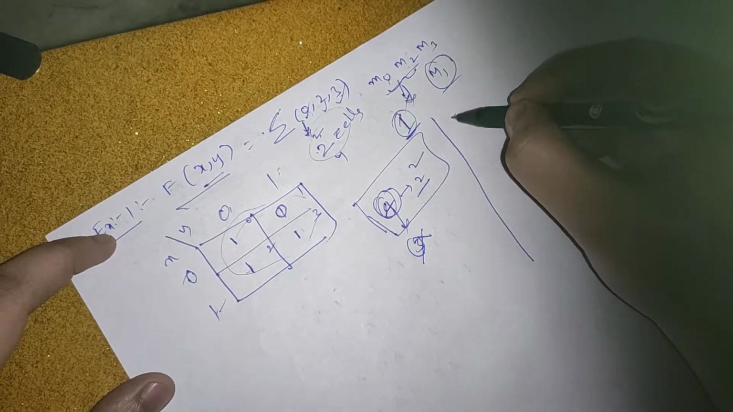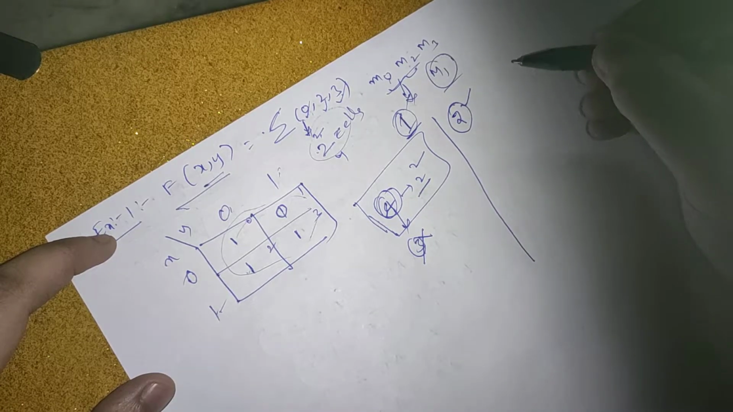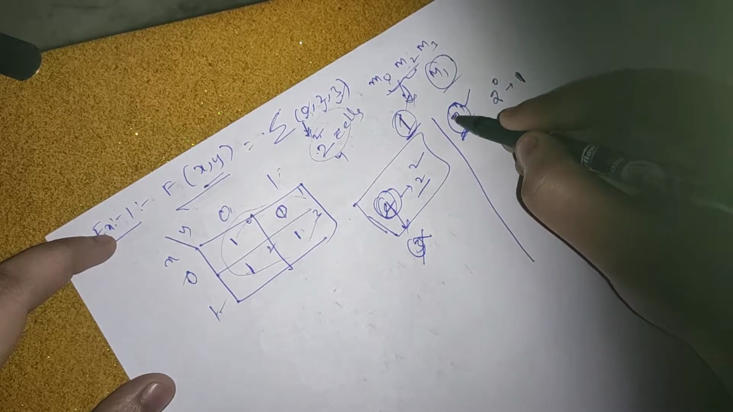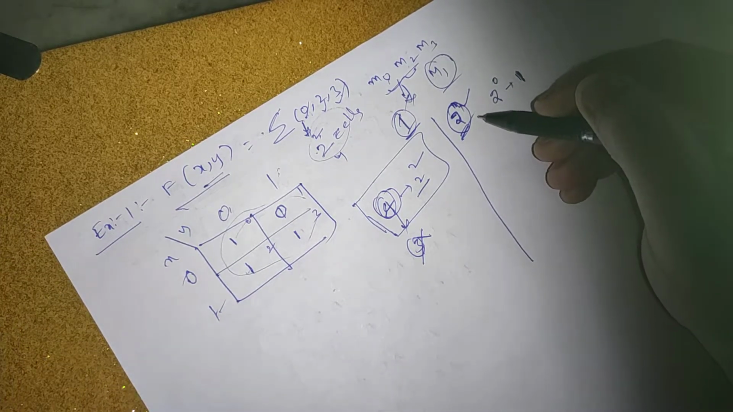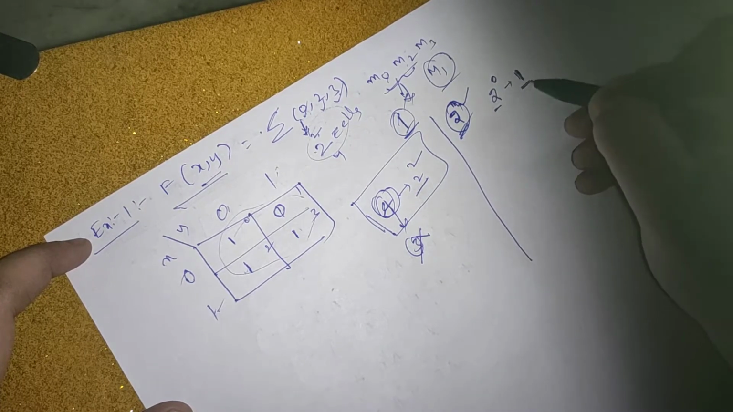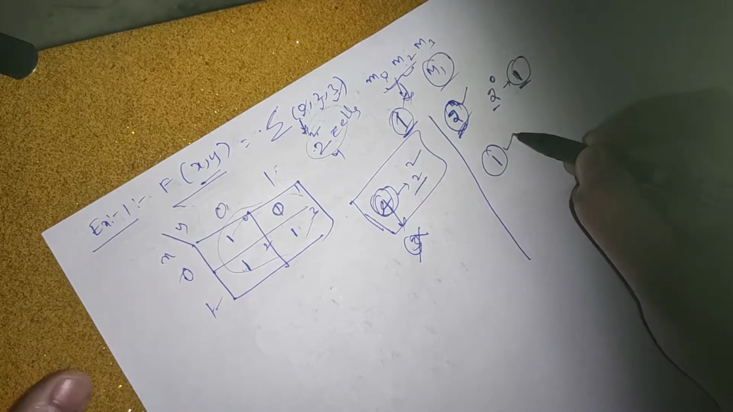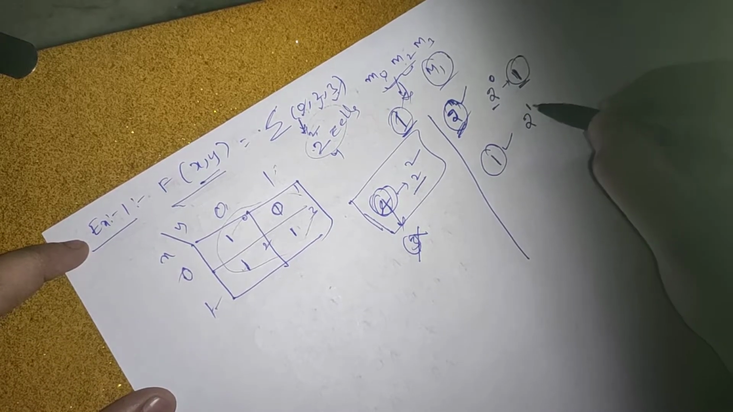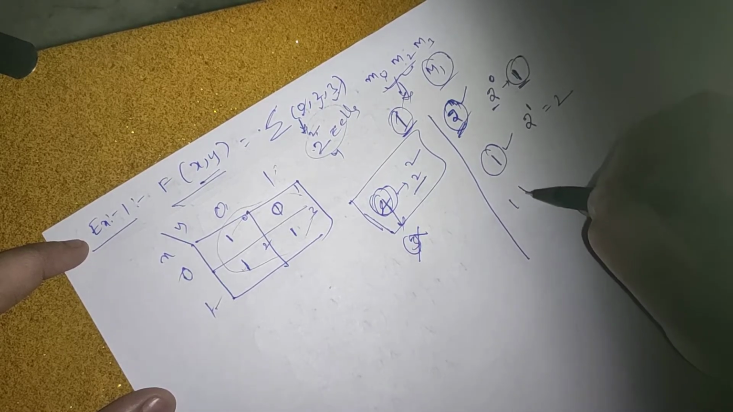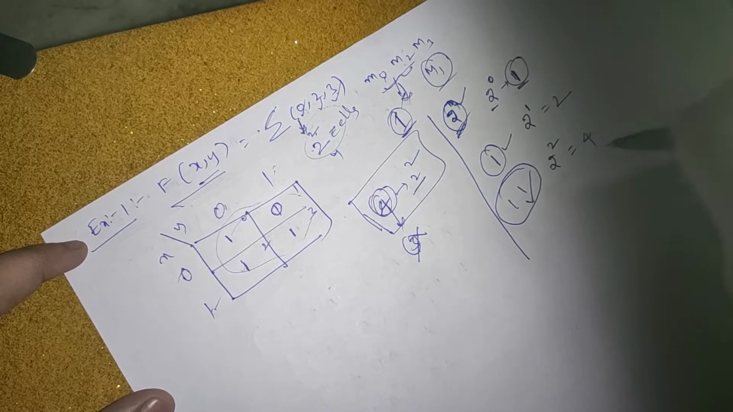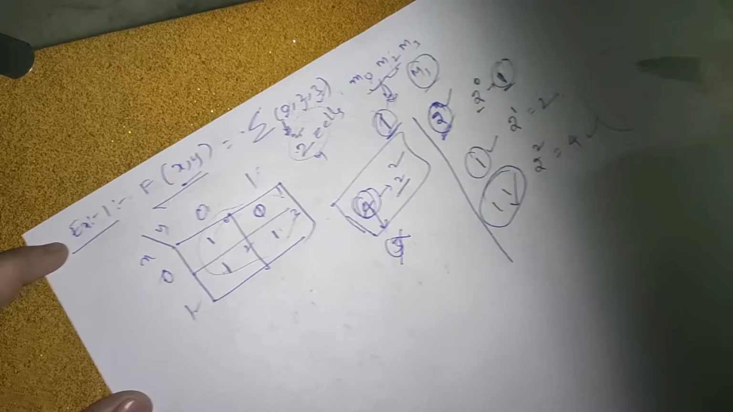We need to pair, always we need to pair in powers of 2. That means 2 power n pairing should be done, each pairing. If n is 0, 2 power 0 is equal to 1. So 2 power 0 is 1, it has only 1, that is isolated. It won't pair with anything. If n is equal to 1, 2 power 1 is equal to 2. 2 1s are present, that means these 2 1s can be paired with each other. If n is equal to 2, 2 power 2, 4 pairing can be done like this. 4 pairing can be done.